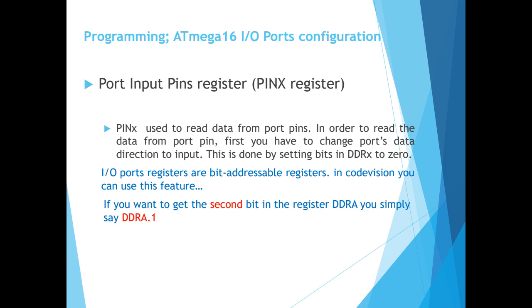Actually, input-output port registers are bit-addressable registers, and in CodeVision you can use this feature. For example, if you want to get the second bit in the register DDRA, the second bit, because the index is starting from 0, you simply can write DDRA.1. Why 1? Because the index is starting from 0. Am I clear?